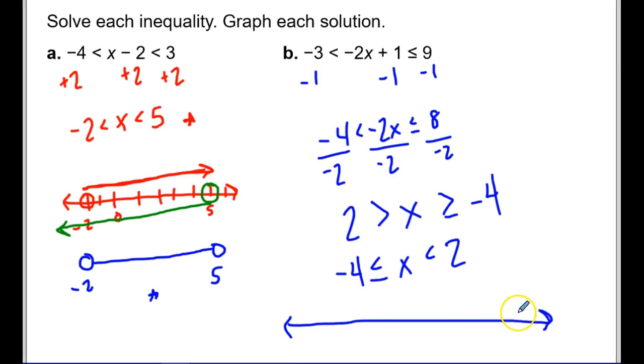I can graph where they intersect. So 2, 1, 0, here's negative 2, negative 4. So here I have a closed dot on negative 4 and an open dot on 2, and I'm shaded in between these two. So that's solving and graphing these "and" statements.